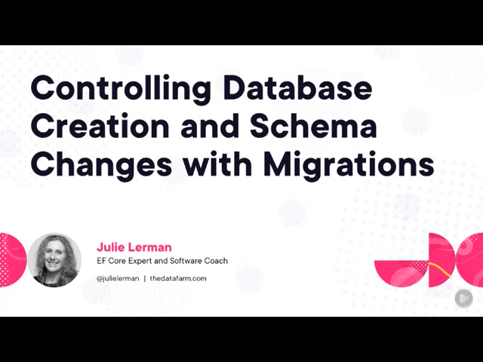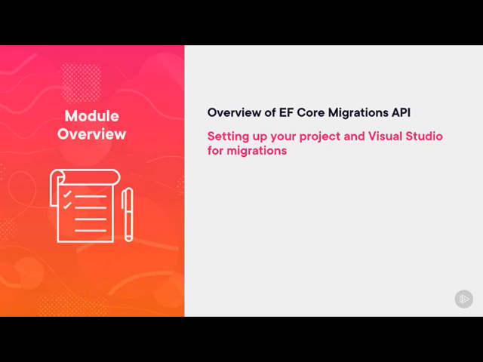This module will focus on how you can control how EF Core uses its Migrations API to create your database and update its schema as the model in your solution evolves, whether that's during initial development or subsequent versions of your software. We'll start with a high-level overview of what migrations can help you achieve and the basic workflow for using it. And I'll show you how to prepare your project and Visual Studio to run migrations commands.